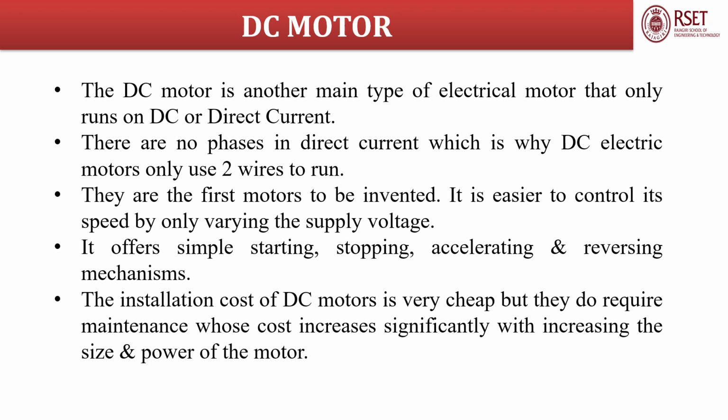DC motors operate only on direct current and hence use only two wires. They were among the first motors to be invented. One major advantage of a DC motor is that its speed can be easily controlled by varying the supply voltage. They provide a simple mechanism for starting, stopping, acceleration and reversal. Although the initial cost is low, DC motors require regular maintenance, especially as size and power increase.